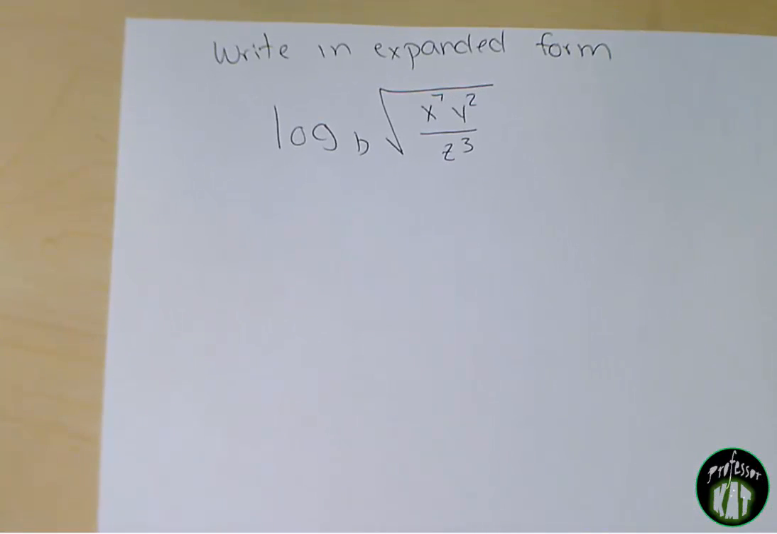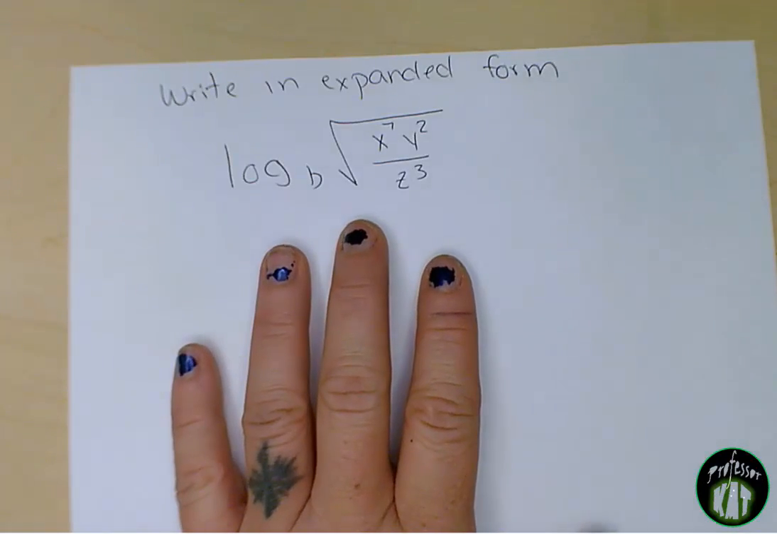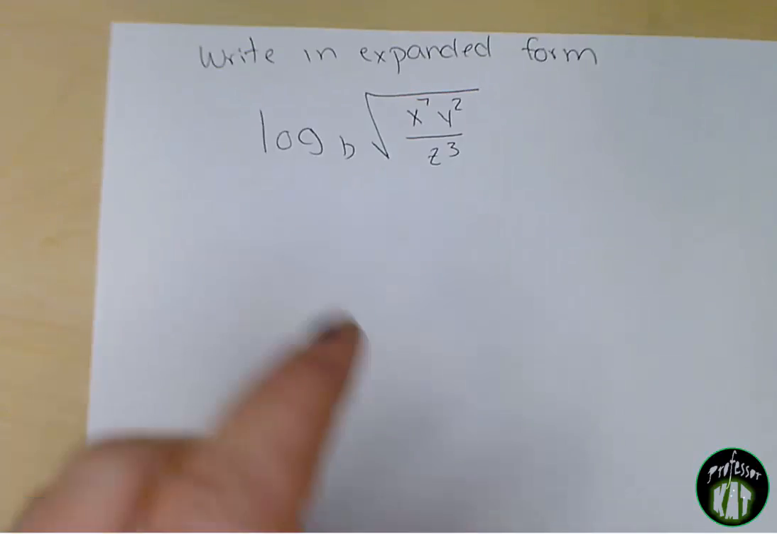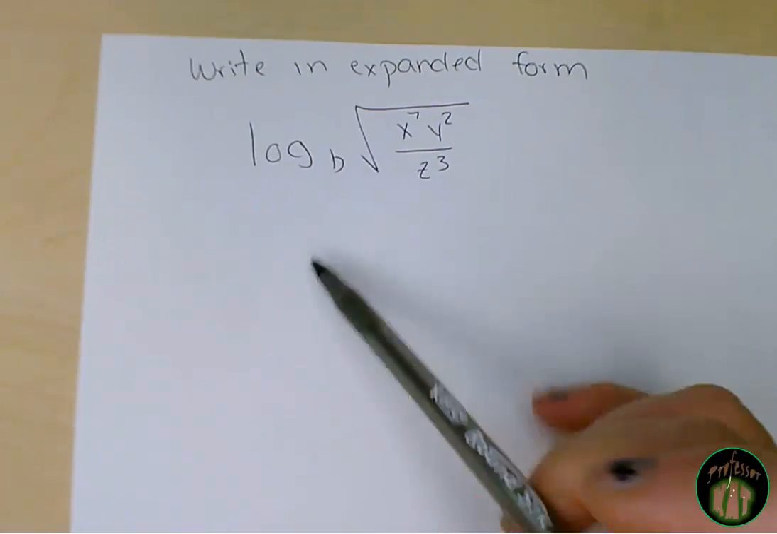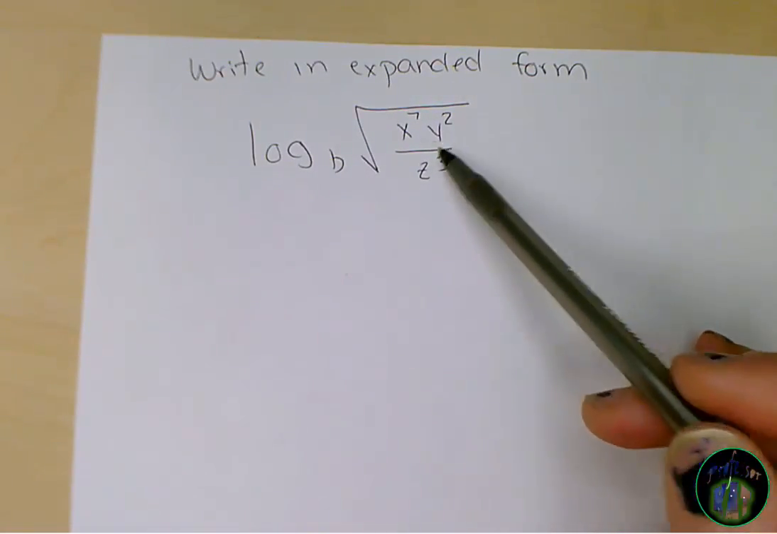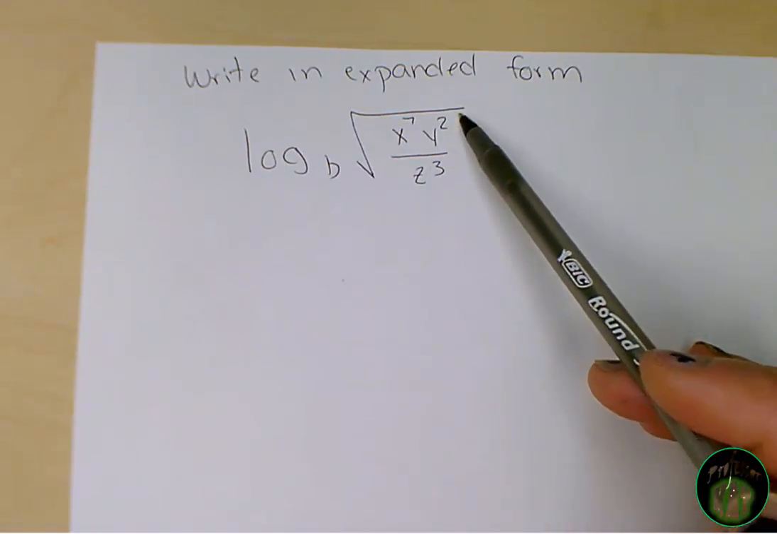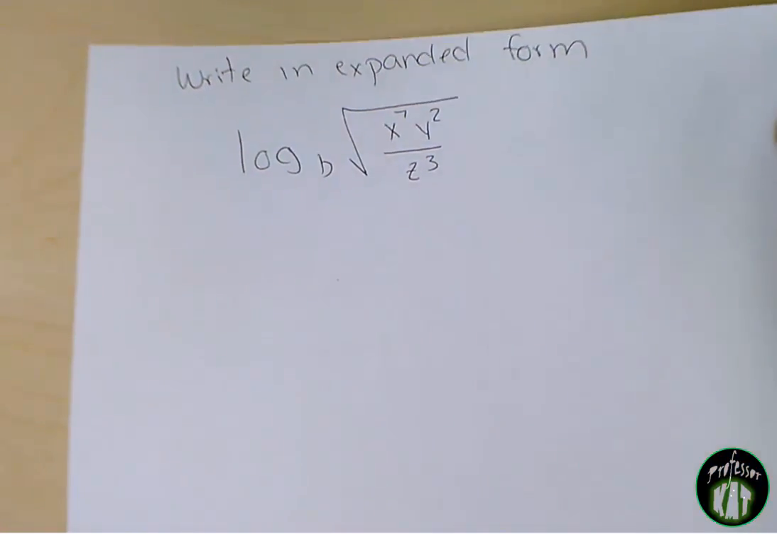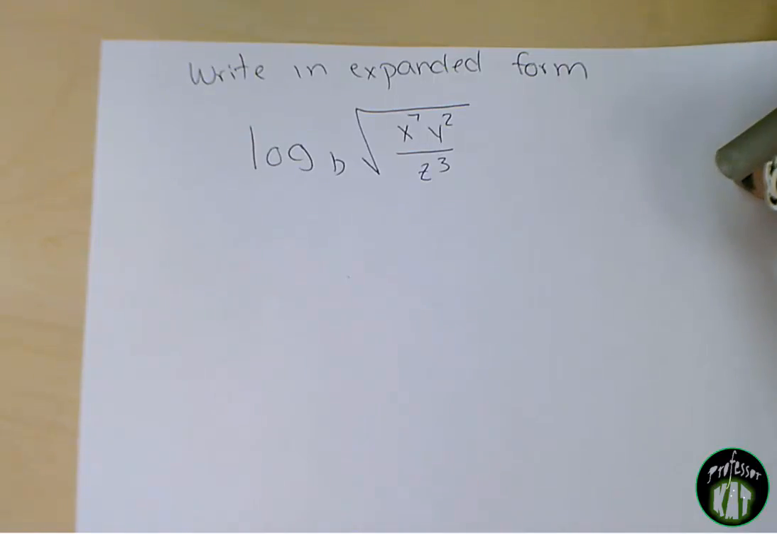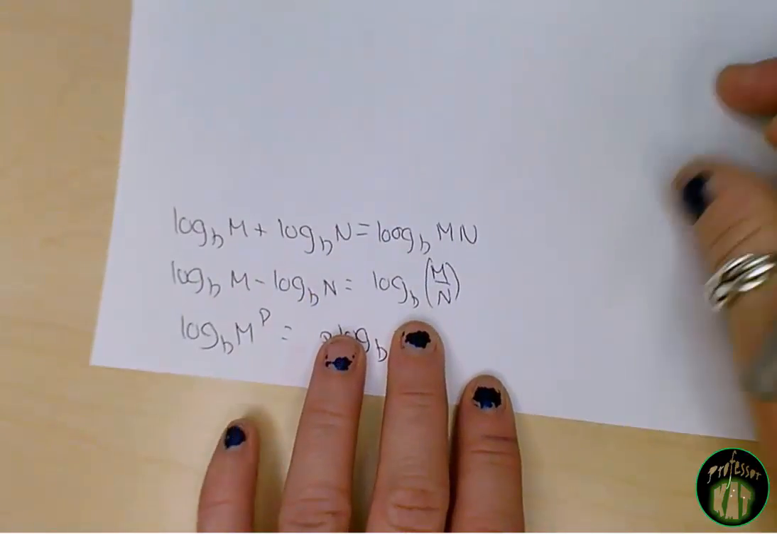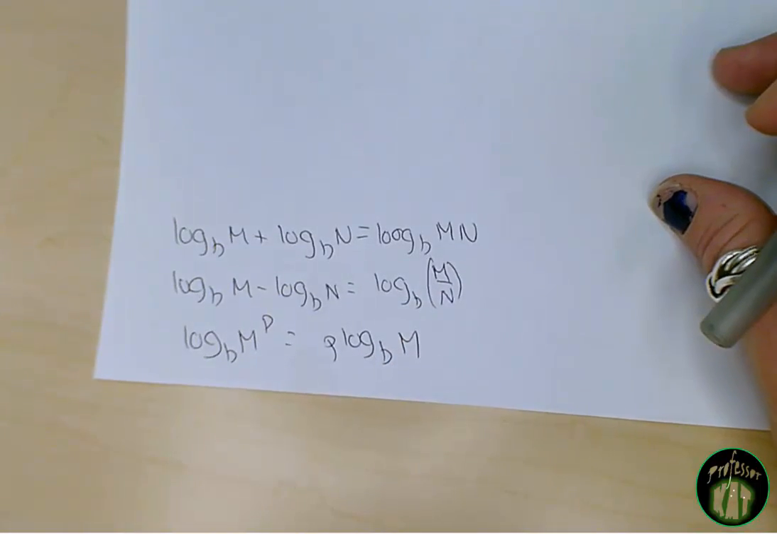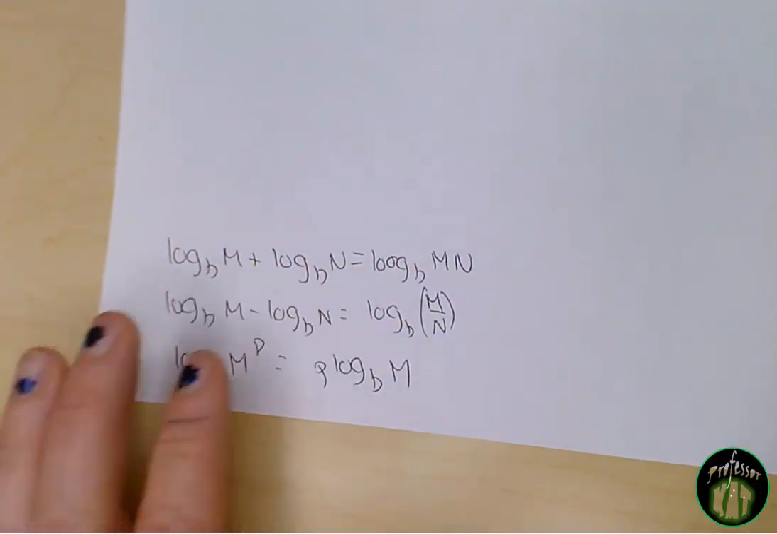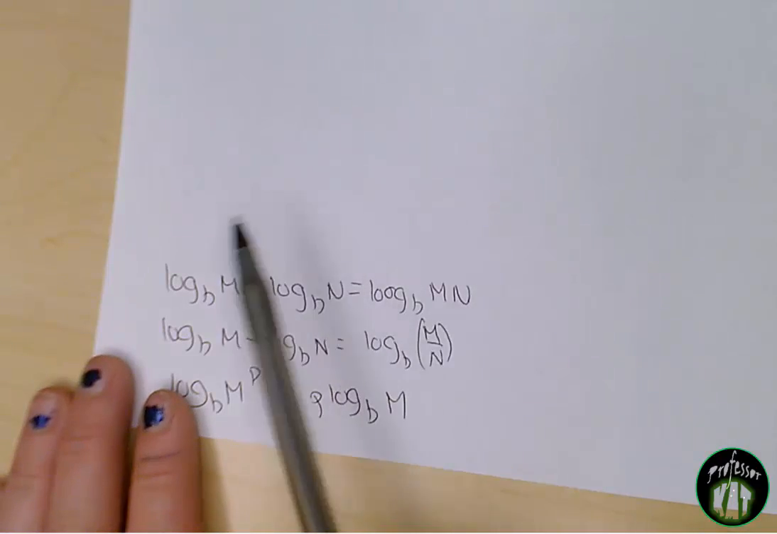So let's talk about how we take the following logarithmic expression and expand it out into its expanded form. We have log base b of the square root of this fraction: x to the 7th times y squared over z cubed. In order to expand a logarithmic expression, we need to know the product rule, the quotient rule, and the power rule for logs. So essentially, we're going to be using these rules.